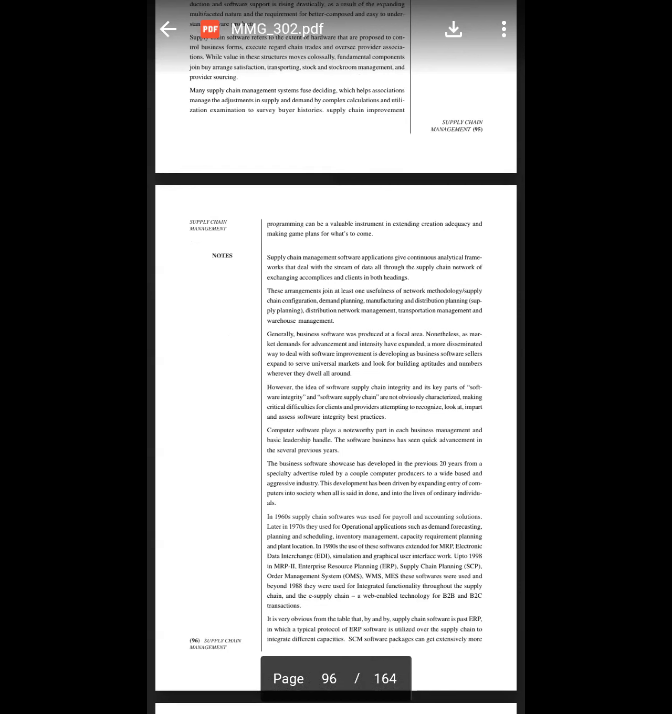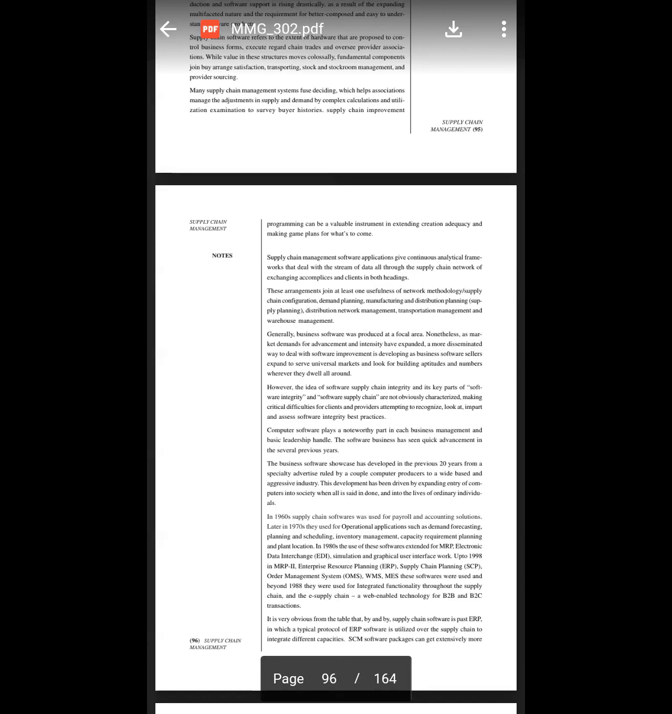Generally, business software was produced at a focal area. Nonetheless, the market demands for advancement and intensity have expanded. A more discriminated way to deal with software improvement is developing a business software seller and expanding to serve the universal market and look for building aptitudes wherever they are around.